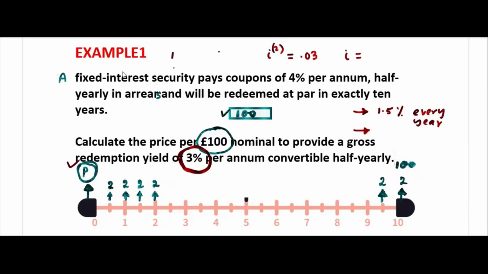We have to find i. We have to use this formula: (1 + i2/2)^2 is equal to 1 + i. You need to solve this one. Once you solve this, you will get i.